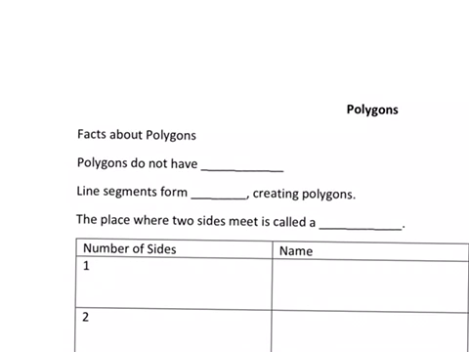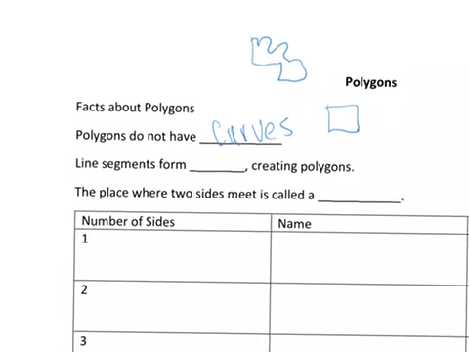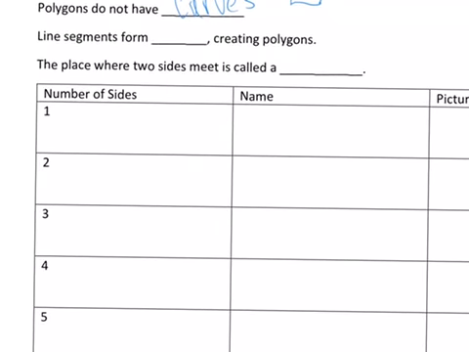And polygons do not have curves. So you'll never see a polygon that looks like this. You'll always see polygons that have straight sides. I just can't draw a polygon with straight sides because I'm not good at drawing in general.